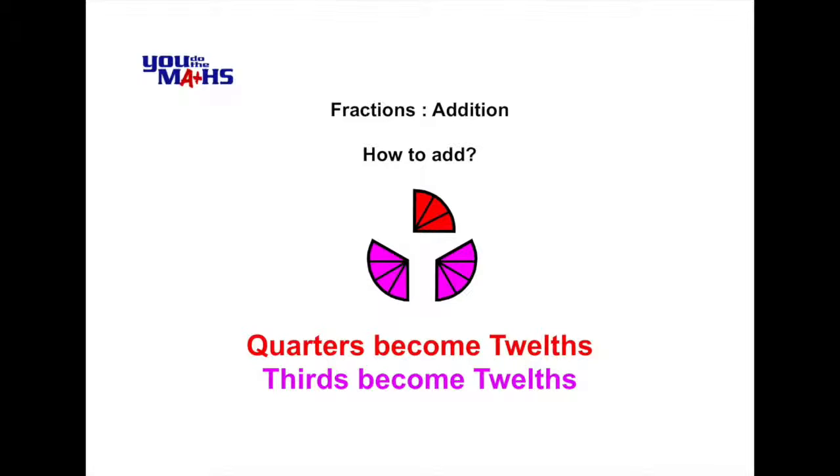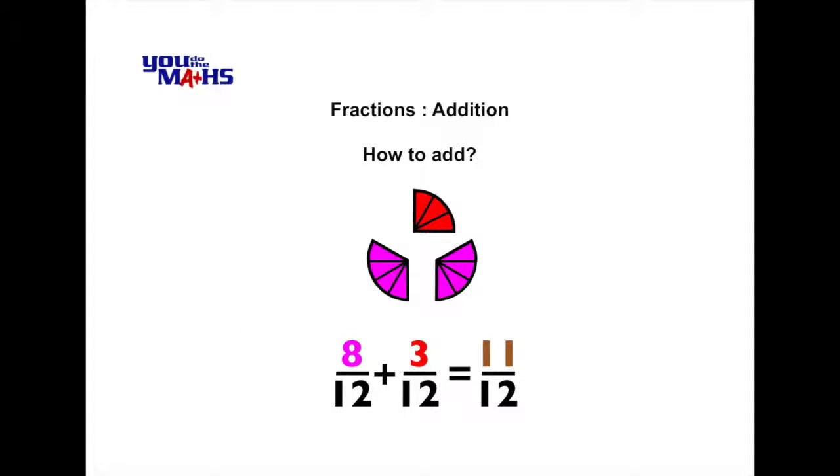That makes it twelfths instead of quarters. And we've cut the thirds, shown in pink, into 4 parts, and that also makes them twelfths. So altogether, because we're talking about a common denominator which is twelfths, we can see we've got 8 twelfths in pink, 3 twelfths in red, and altogether, adding them up, we've got 11 twelfths. So now back to our original problem.